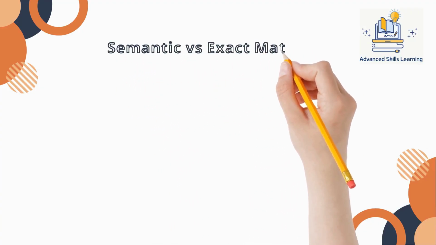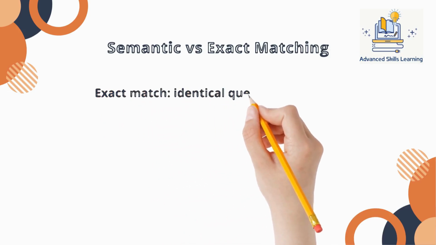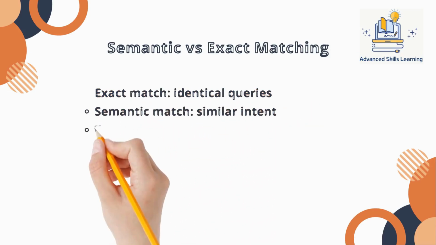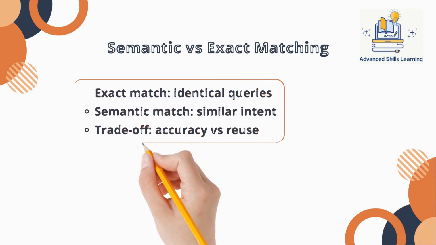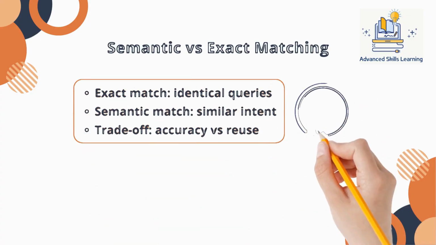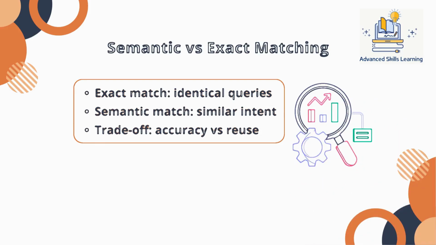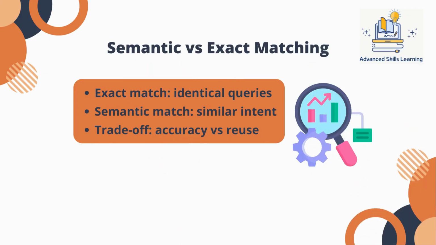A critical decision in caching is how you match queries. Exact matching is simple but limited. It only works for identical inputs. Semantic matching is more powerful. It allows reuse across similar queries, but it introduces risk. Slight differences in intent can lead to incorrect reuse. The balance between exact and semantic matching is one of the most important design decisions in LLM caching systems.